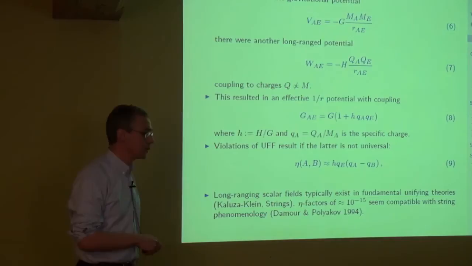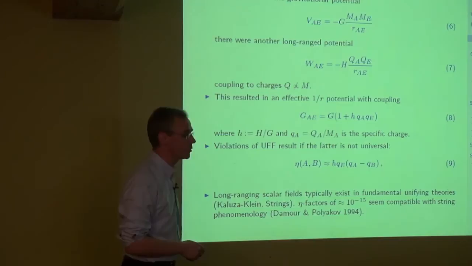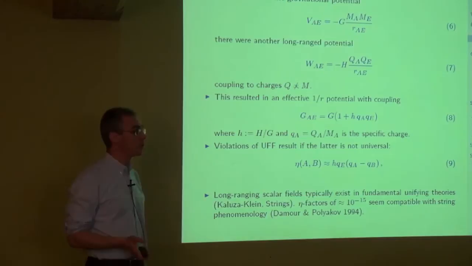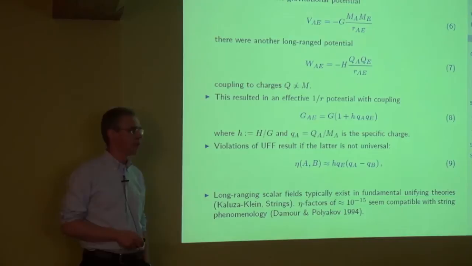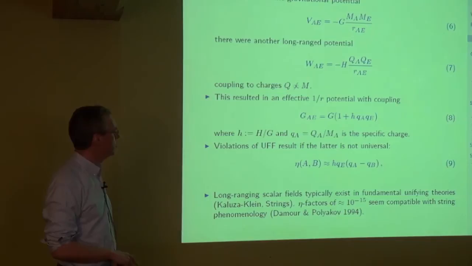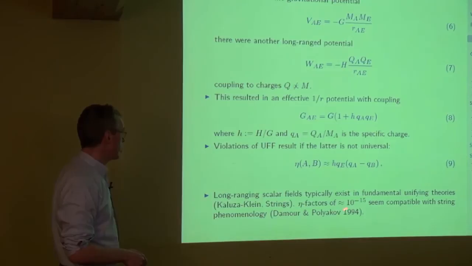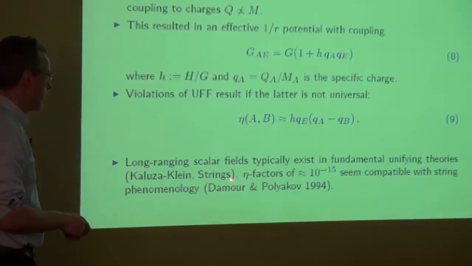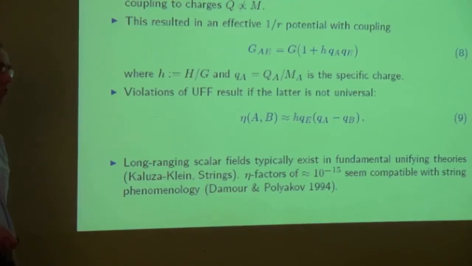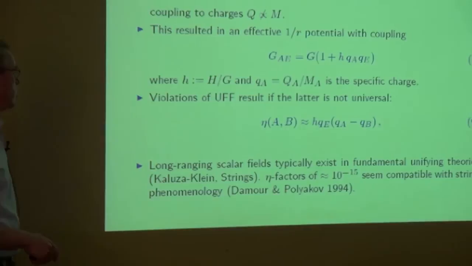And such long-ranging scalar fields are predicted in many of the unifying theories, in Kaluza-Klein theories, in string theories, and so on, though the different models, for example in string theory, differ in the coupling strength. So there is a non-universal coupling of this additional scalar to matter, and so the interaction of all matter components looks like a modified gravity law in which the weak equivalence principle is not satisfied. And Damour and Polyakov pointed out in 1994 that some of these models even predict a violation of universality of free fall at a level of the Eötvös factor of 10 to the minus 15. Looks like a small number, but it's not outrageously small. So there are models where these violations are actually predicted.